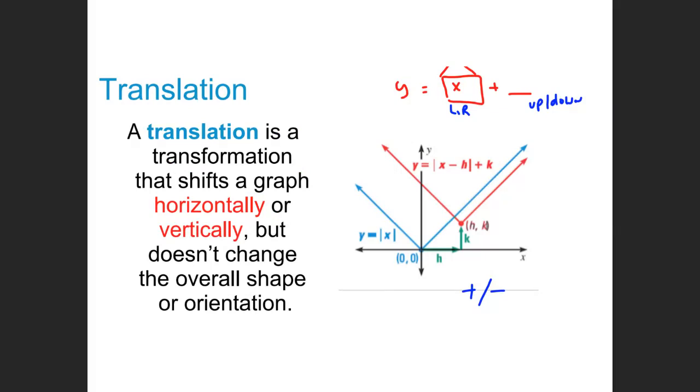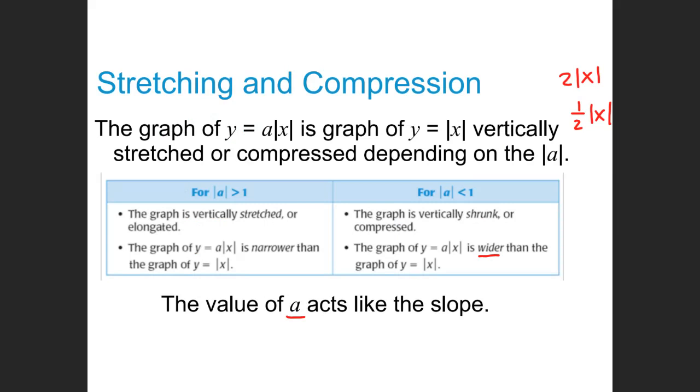Okay, so the translations, we talked about this last week. If we have a minus h here, it's going to move the graph to the right. If we have a plus k, it's going to move it up that many units. So these are all translations that we talked about last week. So graphing functions should be really easy. Now, when you put a number on the outside, that's just basically the slope.